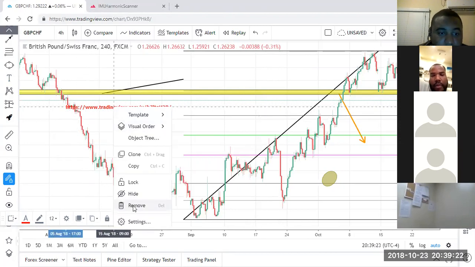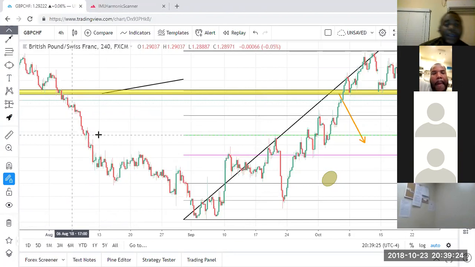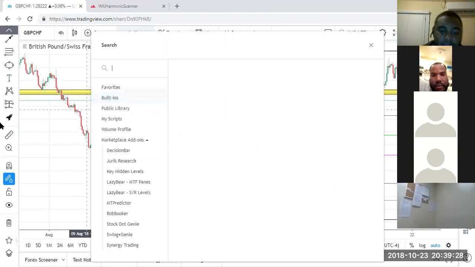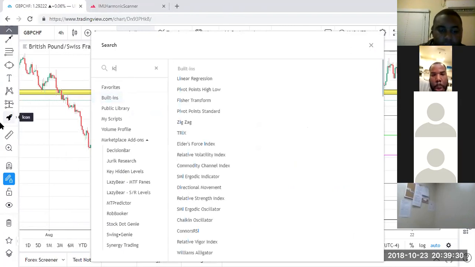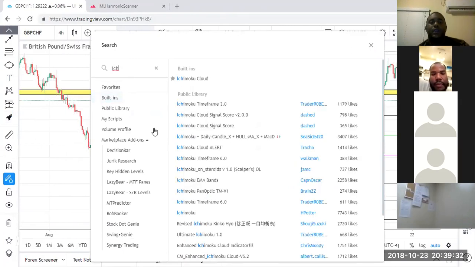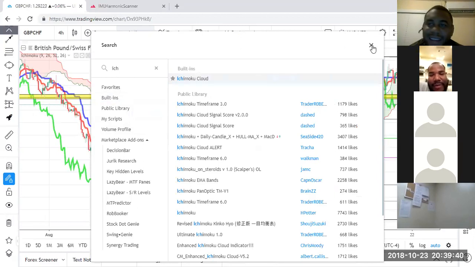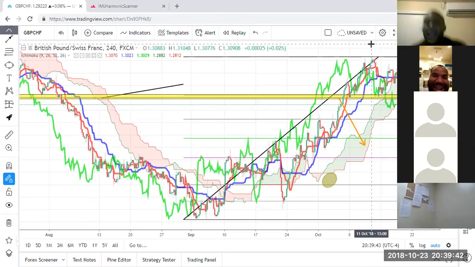So that's TradingView. Any questions on TradingView? If you want to add the cloud, you go to indicators, just type it in, E-key. That's one word I can't spell by myself. Ichimoku. I just typed that.